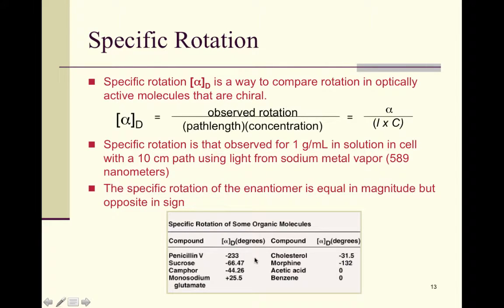Here are some specific rotations of some organic molecules. Penicillin minus 235, sucrose minus 66.47, camphor minus 44.26. Remember earlier we talked about most biological molecules being left levorotatory? Cholesterol minus 31.5, morphine minus 132. We do have one that rotates it to the right, monosodium glutamate, MSG. Acetic acid and benzene don't have a chiral molecule, so they don't undergo any type of rotation.